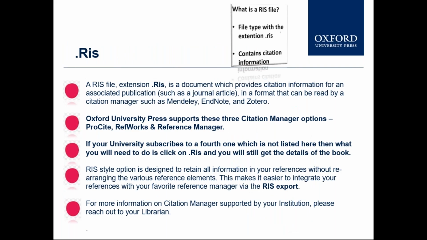What does a .ris file do? It will automatically take the information in a format that can be read by your software. So maybe you've done your references, you've put them all in a Word document, and then you want to transfer them to Zotero because your university uses Zotero, but Oxford doesn't have Zotero. In such a case, you will choose .ris. What RIS will do is automatically provide the citation. It'll read the format that your citation manager is and export it exactly like that.